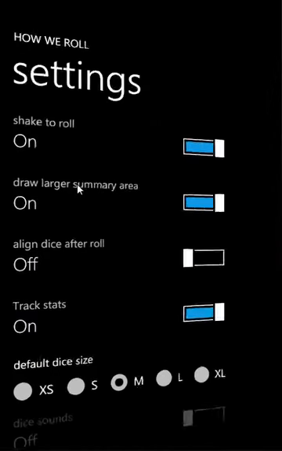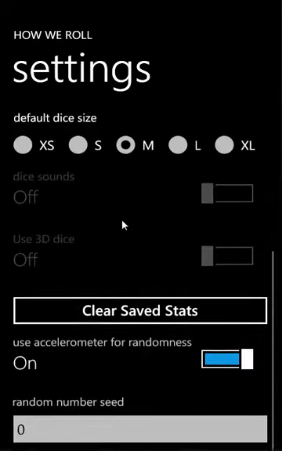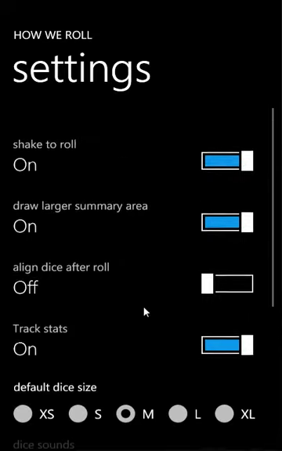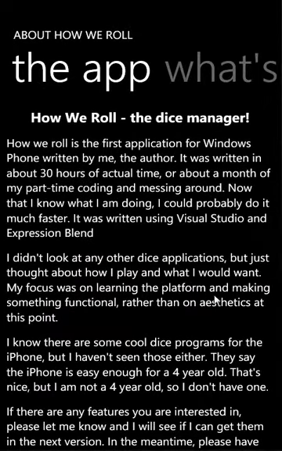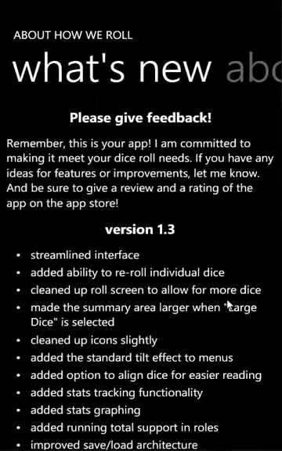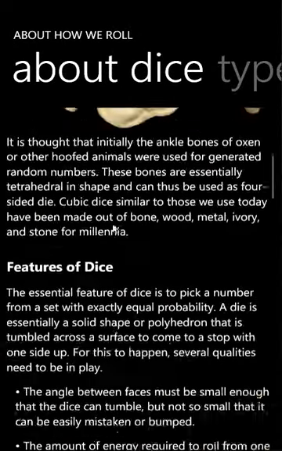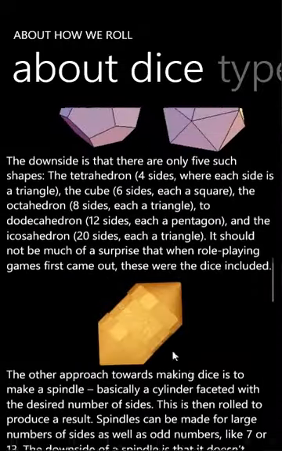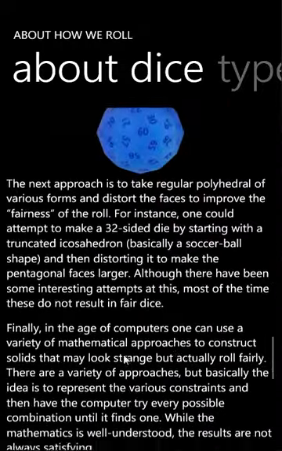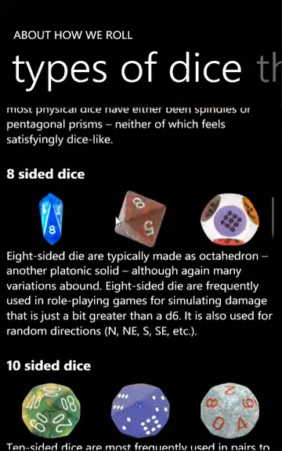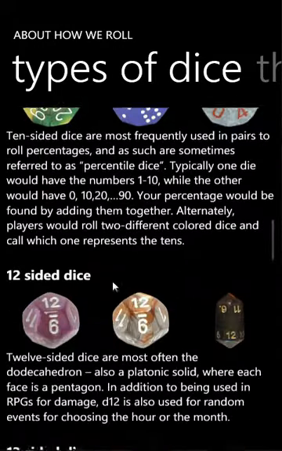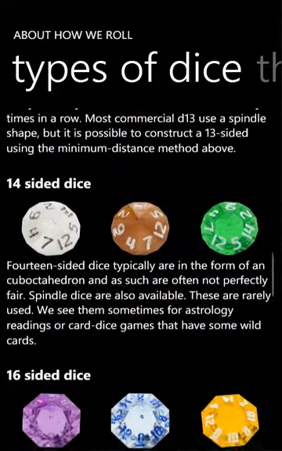Alright, we have extensive settings, so you can edit all the settings that you want. And in the About section, we have a lot of information that tells you about different dice, sort of some history of dice, what makes a good die, and also different types of die and what they're used for, if you're curious. This is kind of for the dice nerds in the crowd.